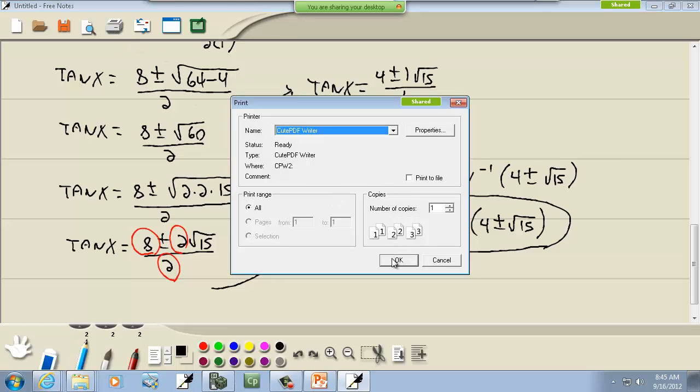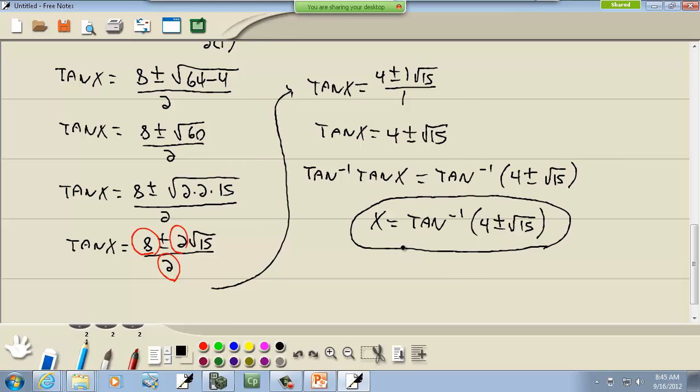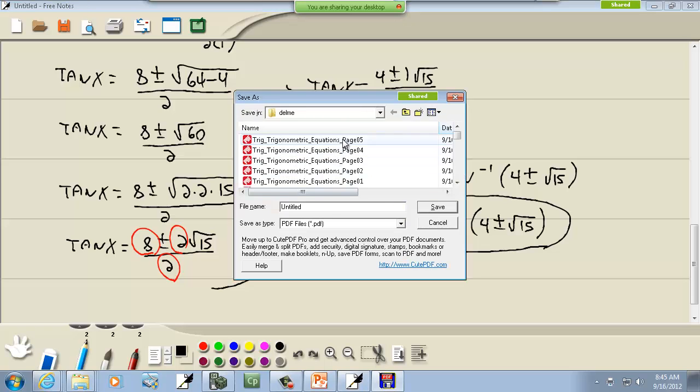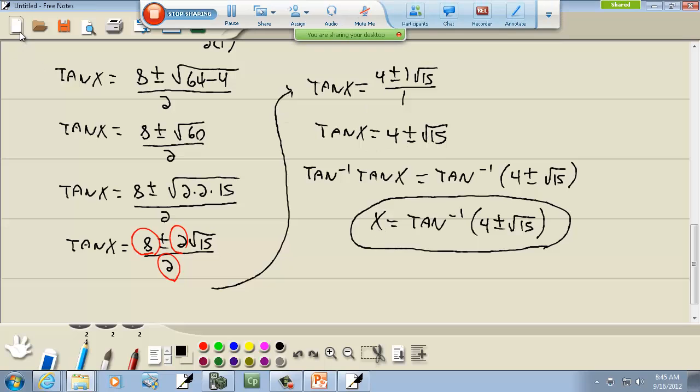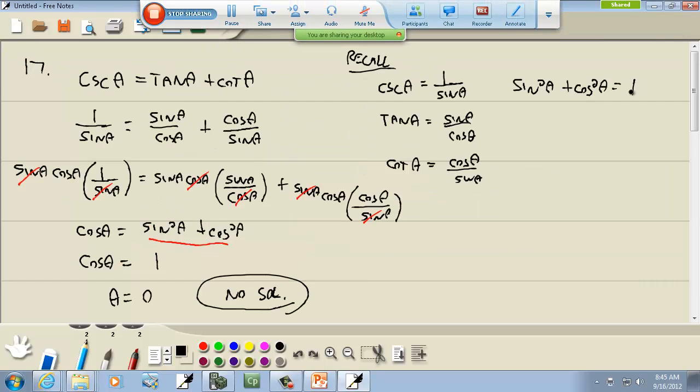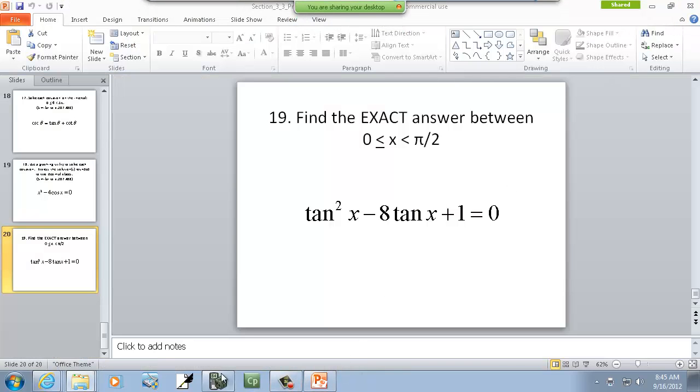So let me save that. And then we'll be done. So stop my recorders. Tablet blows up.